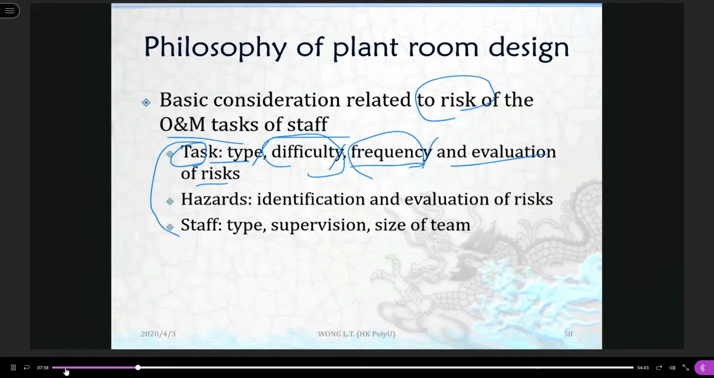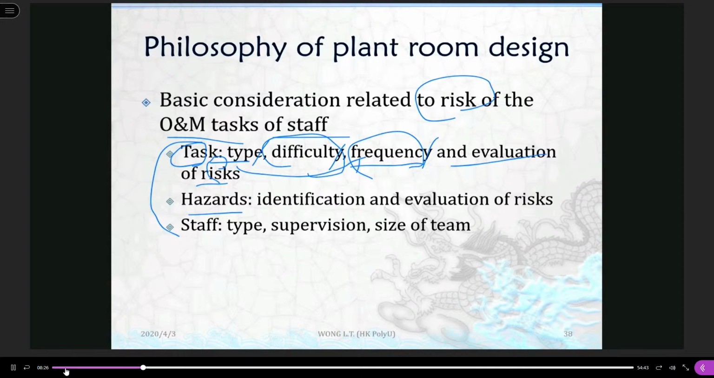Okay, the risk of the task. There's another word, hazard, quite similar, quite confusing between the risk and the task. Hazards, we're talking about the particular hazard, say for falling. This is a particular hazard. The staff fall onto the floor. This is a hazard. The risk, we're talking how likely this falling will be. Therefore, the risk puts forward the frequency.